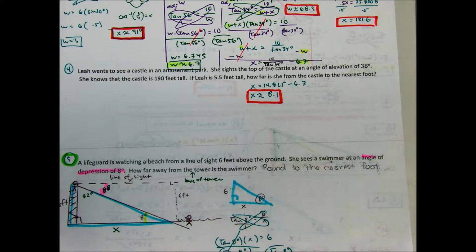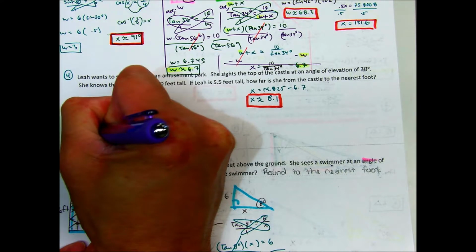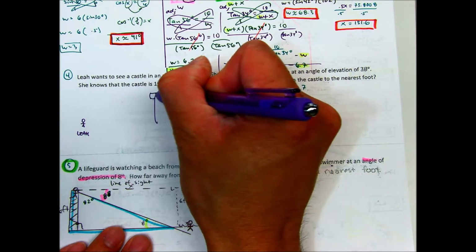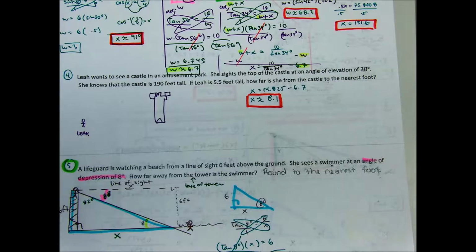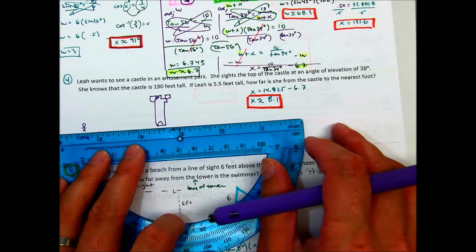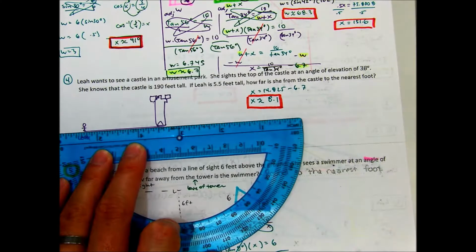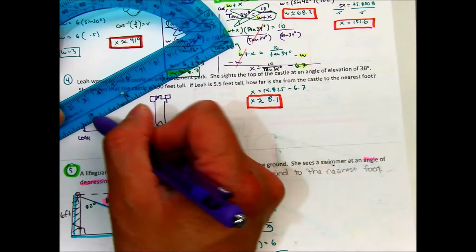Leah wants to see a castle in an amusement park. So I'm just going to draw Leah. And let's draw a castle. Oh man, looks more like a tower. Totally fine. Draw the ground. Leah wants to see a castle in an amusement park. She cites the top of the castle at an angle of elevation of 38 degrees.